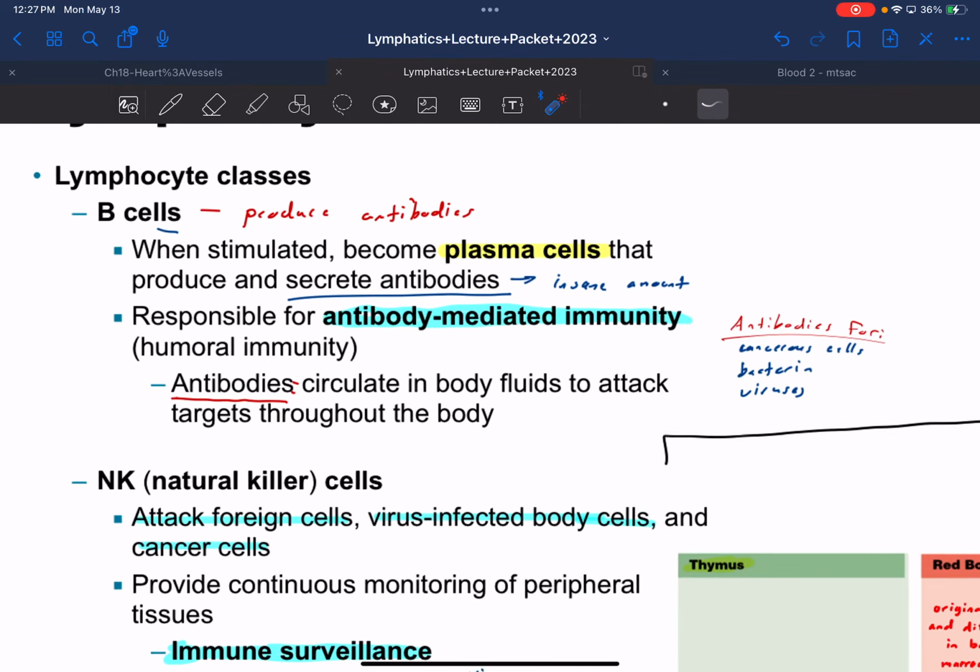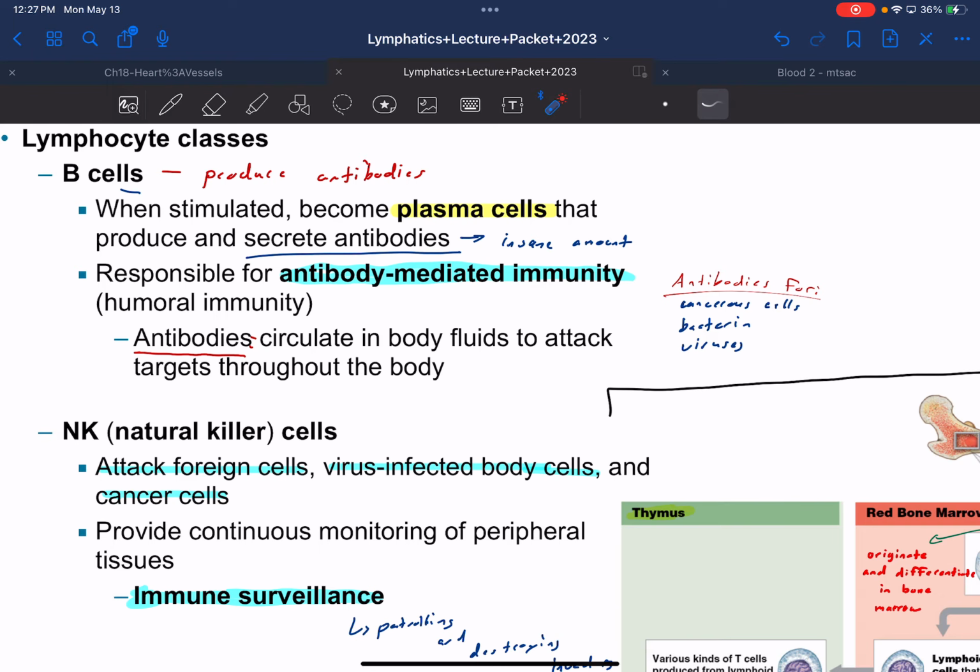And so B cells produce antibodies. When they get stimulated, they become plasma cells and they secrete antibodies. And I just put in an insane amount. Because B cells can produce antibodies, but then when they turn into plasma cells, their main goal in life is to produce that antibody in question, the one that you need. And just a repeat of what B cells do.